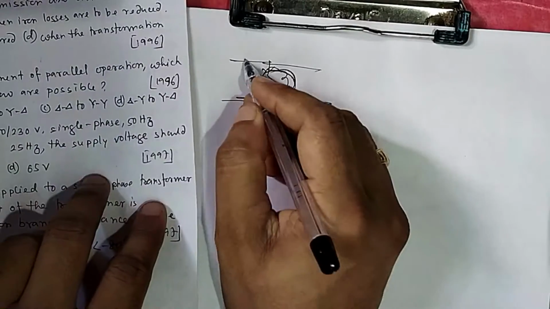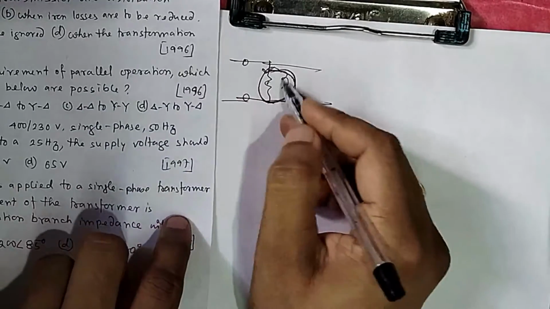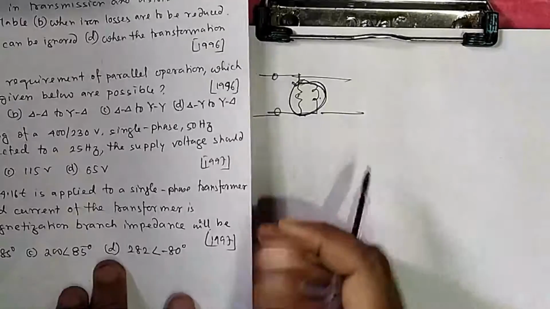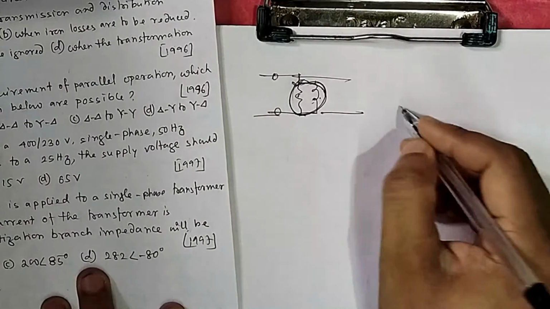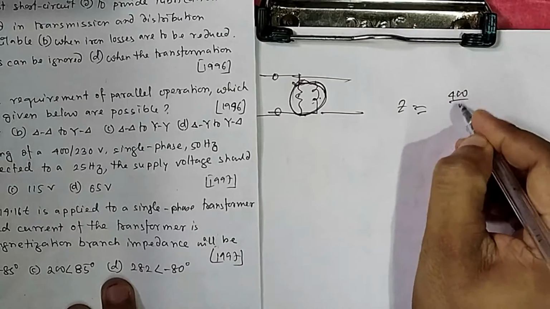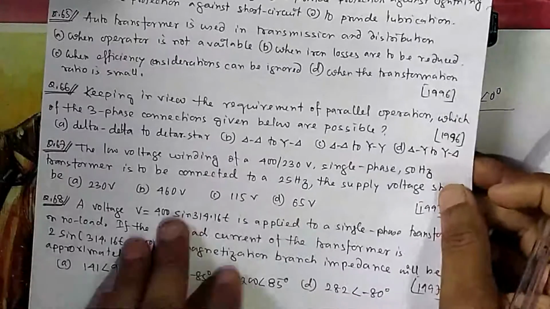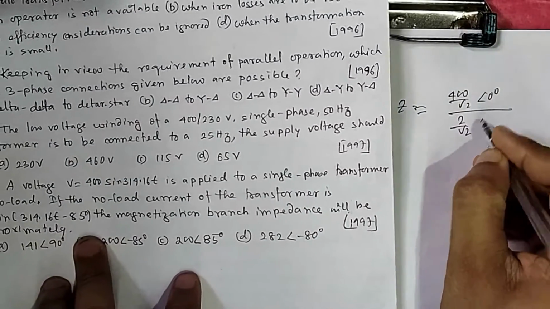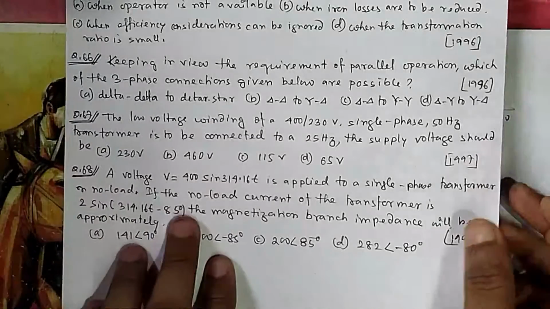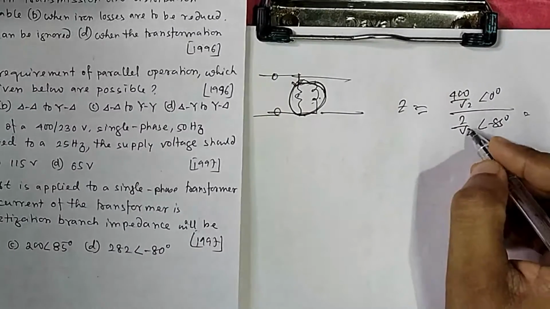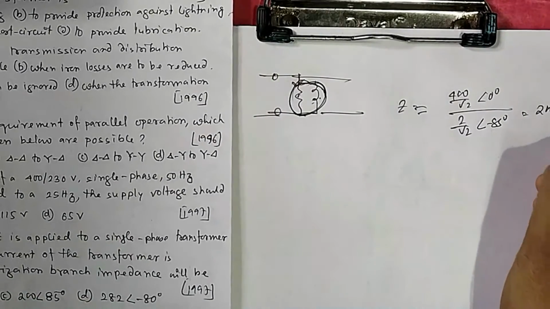If I take this branch, if you know this voltage and the no load current, it is mainly depending on your magnetization branch impedance. So this impedance will be Z equal to V by current. What is V? V is equal to 400 by root 2 at an angle of 0. In phasor form, the RMS value is 400 by root 2, and the current is 2 by root 2 at an angle of minus 85 because it is lagging. For a transformer it is almost 90 degrees, you can see it is 85. So it will be 200 at an angle of 85, that is your option C.